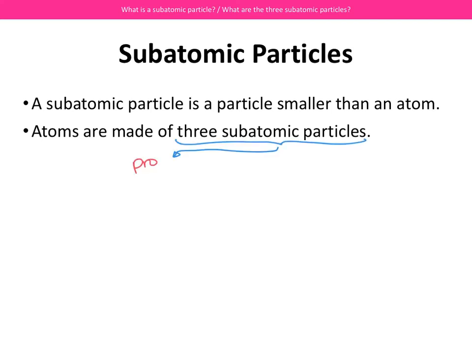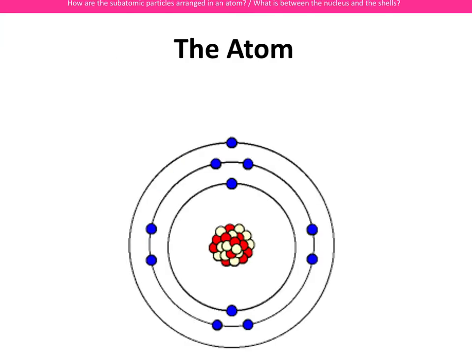They are the proton, the electron, and the neutron. So this is a model of a sodium atom, and at its center what you can see is a cluster here of red and yellow particles, or red and cream particles, which I'll come to in a second. But that cluster is called the nucleus.